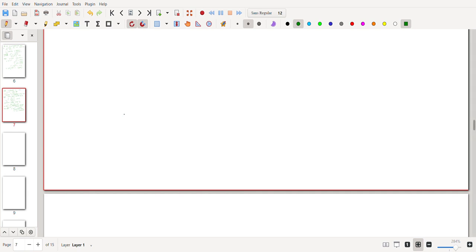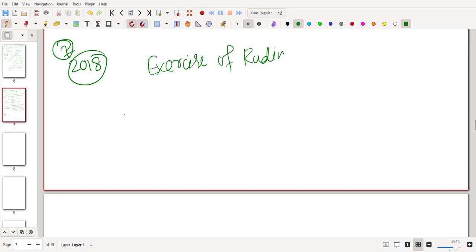Okay, so the problem, need to check which one. Right, this was I think the problem of 2028. Now the problem number 7 is actually an exercise of routine. Their hint was given, so directly the exercise of the routine comes.